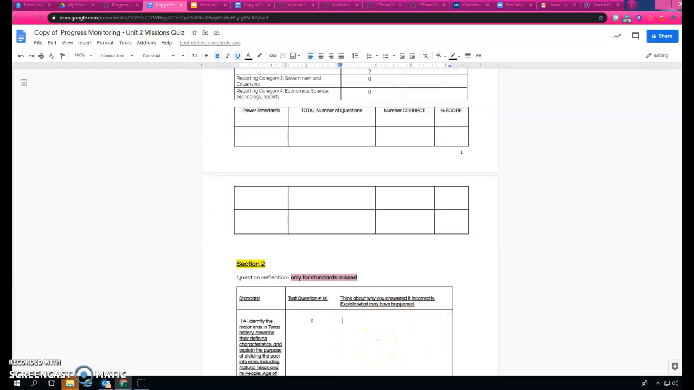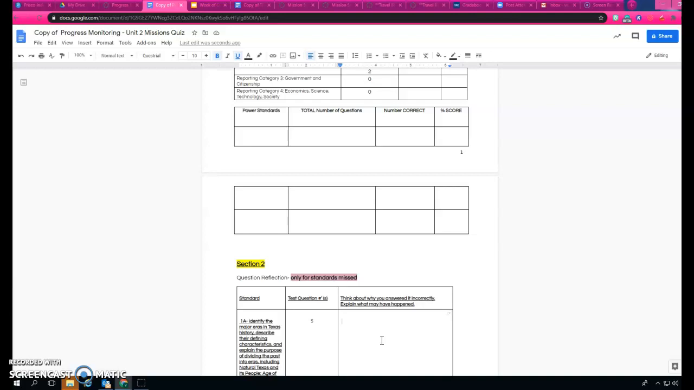Things that we do not want to see in this box are things like, I didn't know it, or I was confused, or it didn't make sense. That's not a thorough answer. That's not telling me, or you as an individual, what really happened. Tell us what happened. Why did you miss it? Not just that you didn't understand it. Well, why did you not understand it? What did you not understand?